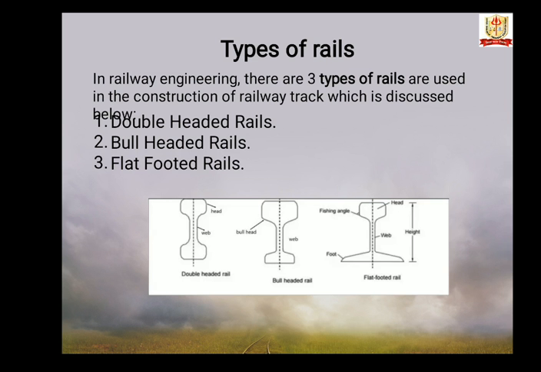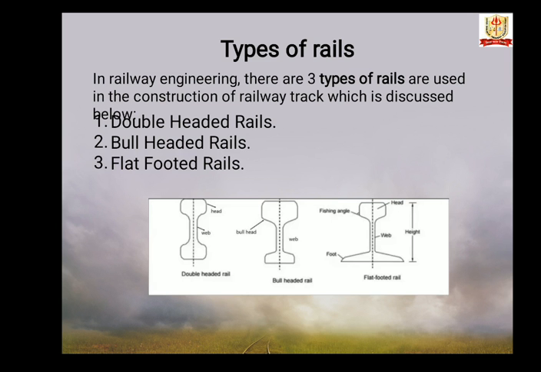Next is types of rails. First, what is a rail? A rail is a rolled steel section laid end to end in two parallel lines over the sleepers to form a railway track. They are made of high carbon steel to withstand wear and tear. Okay, so first, types of rail.